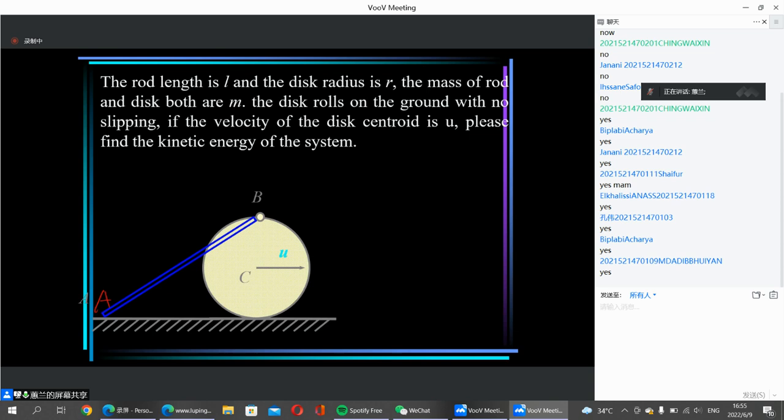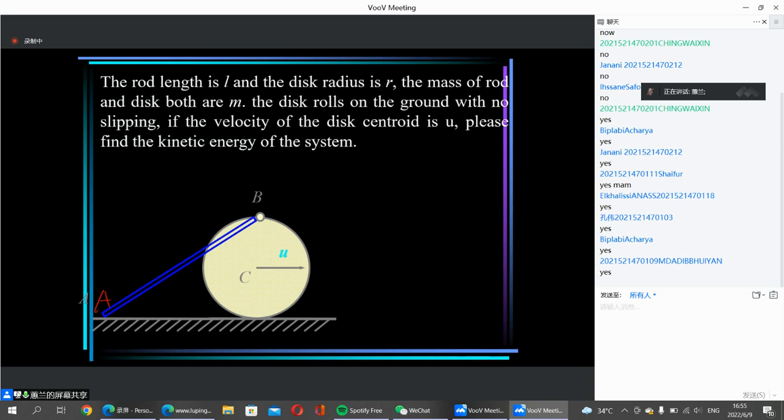For the disk, we know it's general plane motion because it's rolling without slipping. So its kinetic energy will include two parts: translational kinetic energy with the mass center, and rotational kinetic energy around the mass center. And for AB, we found that AB is doing instantaneous translation.